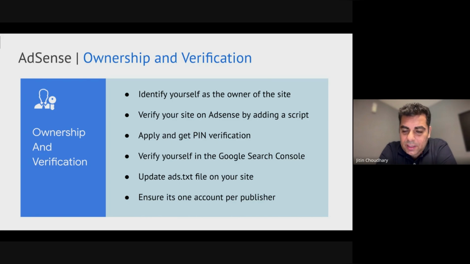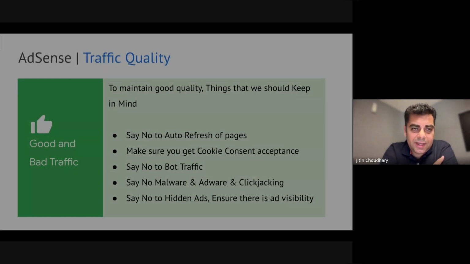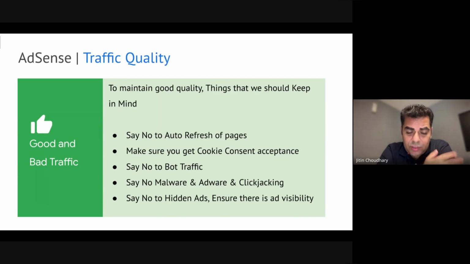And ensure it's one account per publisher. So don't apply for multiple accounts. Make sure that every publisher has this one account, and there you can add multiple sites. Next. Now that we know what verification is, let's look at traffic quality.